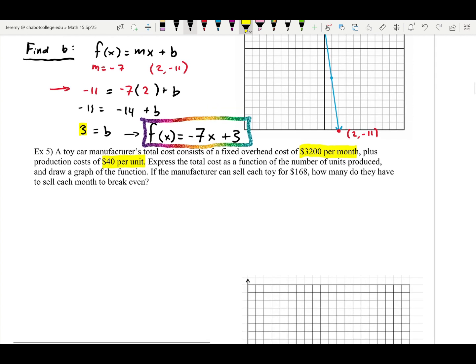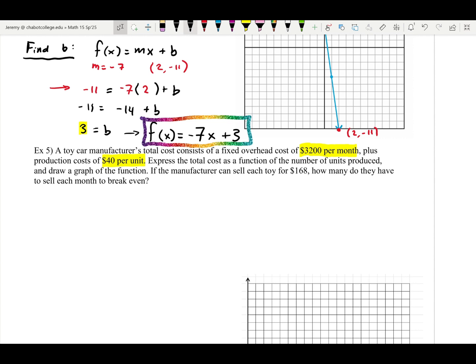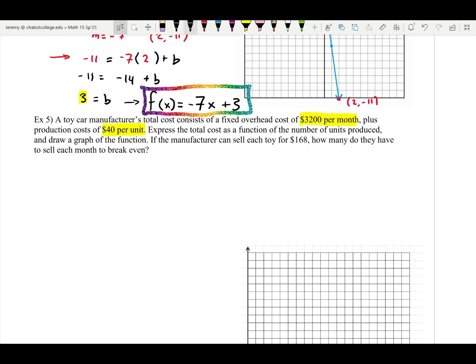All right, so I say we take one thing at a time here. The first thing we're asked to do is express the total cost as a function of the number of units produced and draw the graph of the function. I think once we have that, it'll be easier to move on to this second part here. So let's try and do that. Let's try and come up with the total monthly cost.